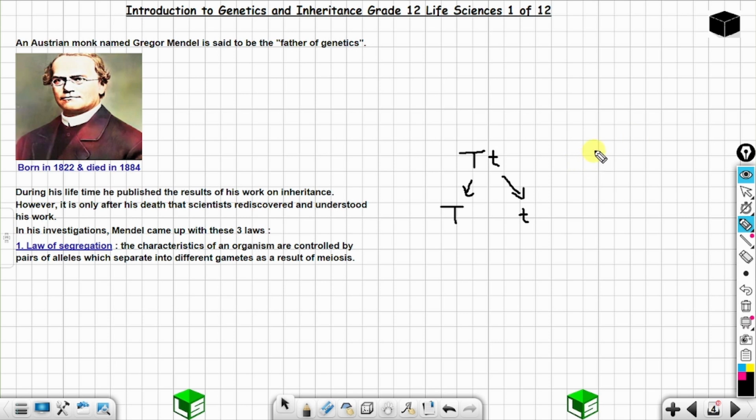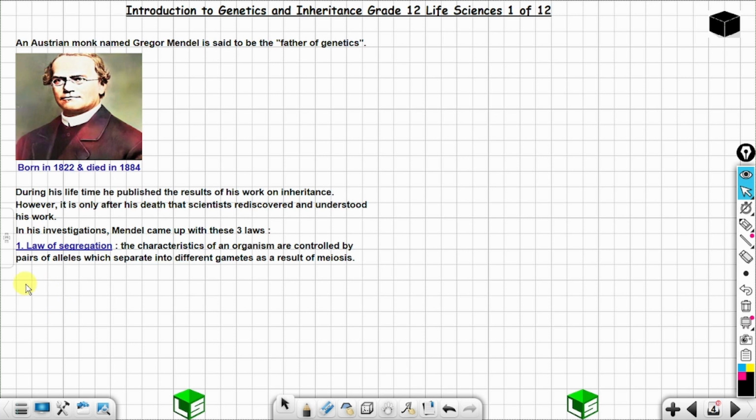If there is another parent, for example, this, the gamete of this parent, they are also going to separate as a result of meiosis. They have to separate so that you can give one at a time. During fertilization, they are going to fuse to make up a zygote. So segregation means to separate. This is the law of segregation. Let's move on.